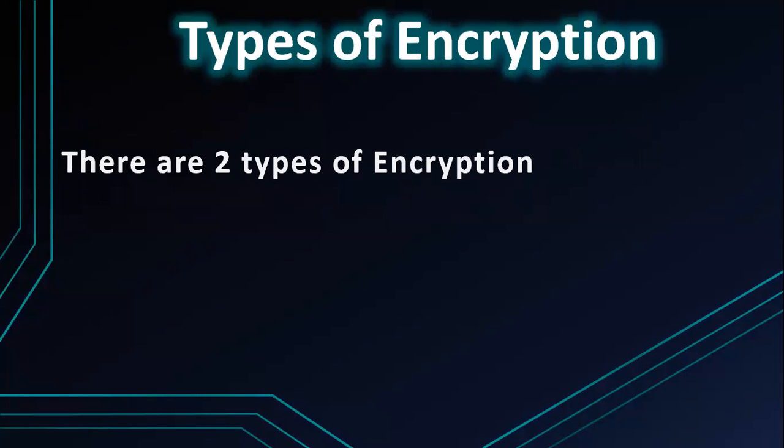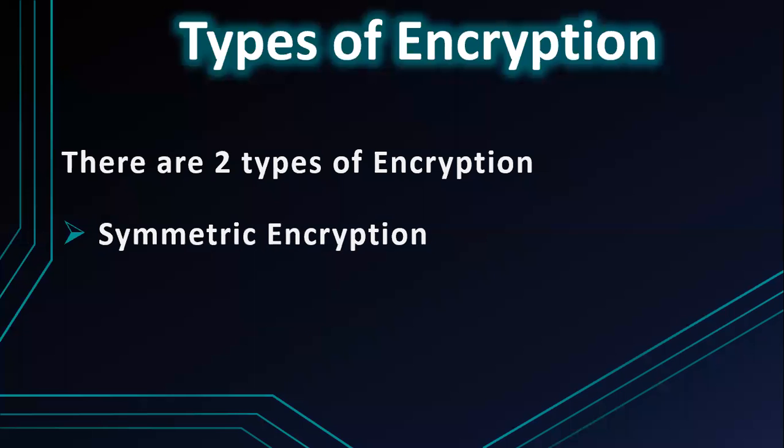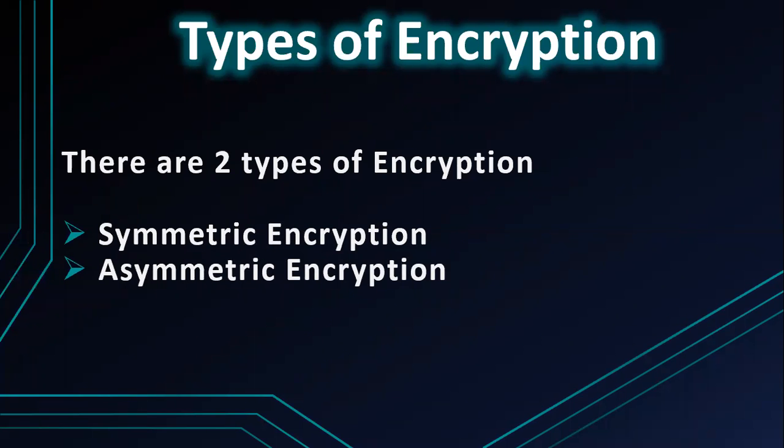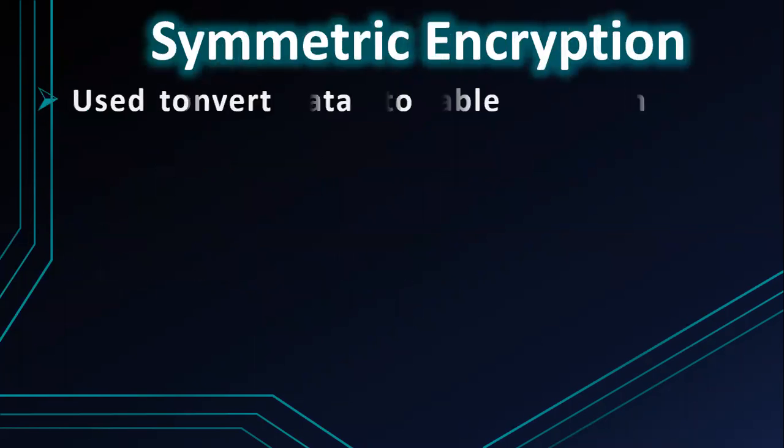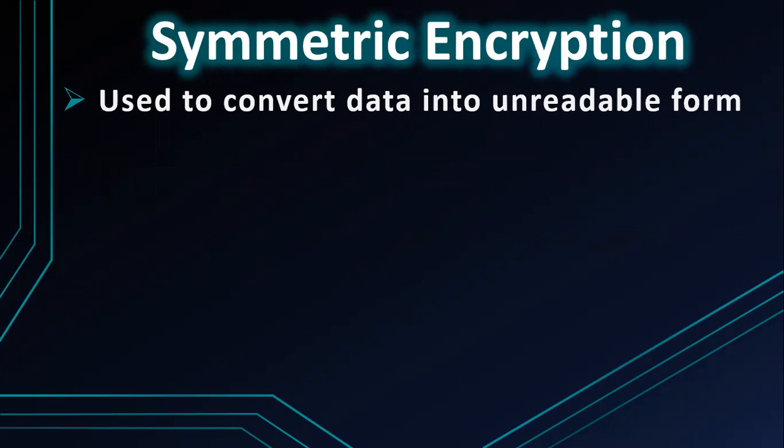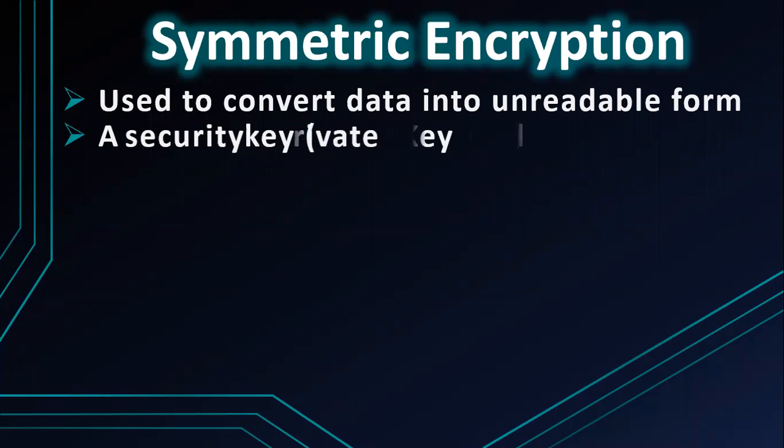So for the types of encryption, we have two types. Number one, symmetric encryption, and number two, asymmetric encryption. Symmetric encryption is an older method, and asymmetric encryption is the newer method. Now we are going to study symmetric encryption. It is used to convert data into unreadable form, meaning it converts data into codes or hashes and makes it useless for any other person until it is decrypted.